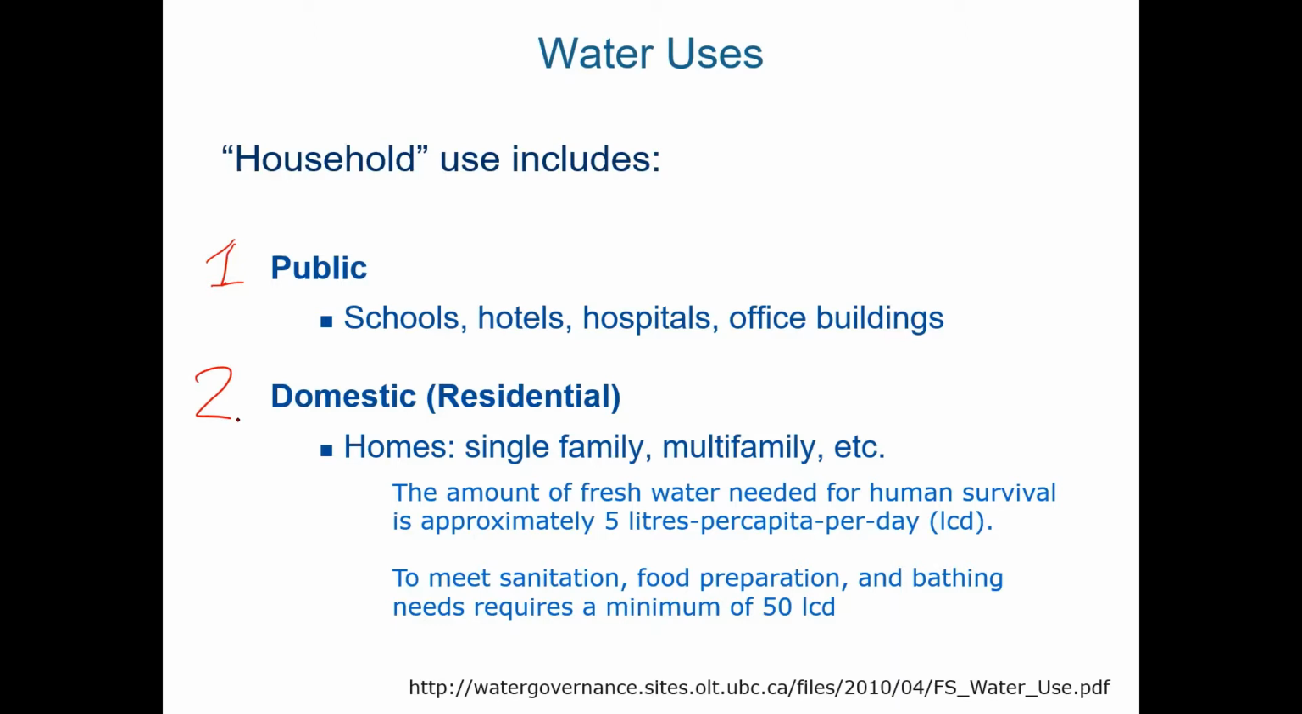You can see there are some numbers there. For survival, we need about 5 liters a day. The minimum amount for other things is about 50 liters per day, and that's a very small amount of water. Most of us are using about 300 liters a day, right? And trying to use 50 liters a day is very, very hard to do.